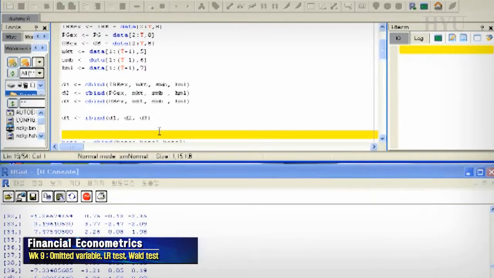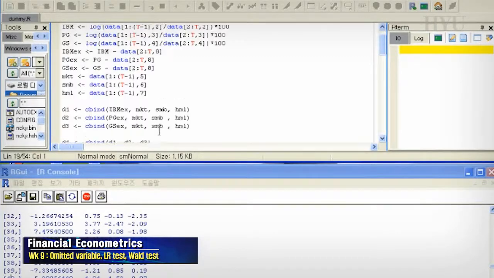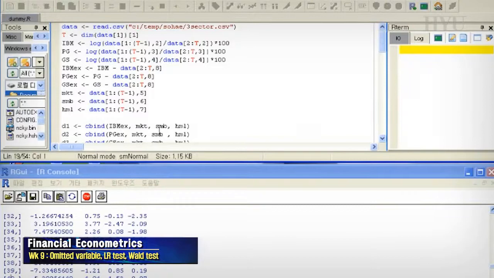So basically, I stack the data. So next, I have to add dummy variables. So I wanna add dummy variables for. First, let me add a dummy variable for everyone. Okay.